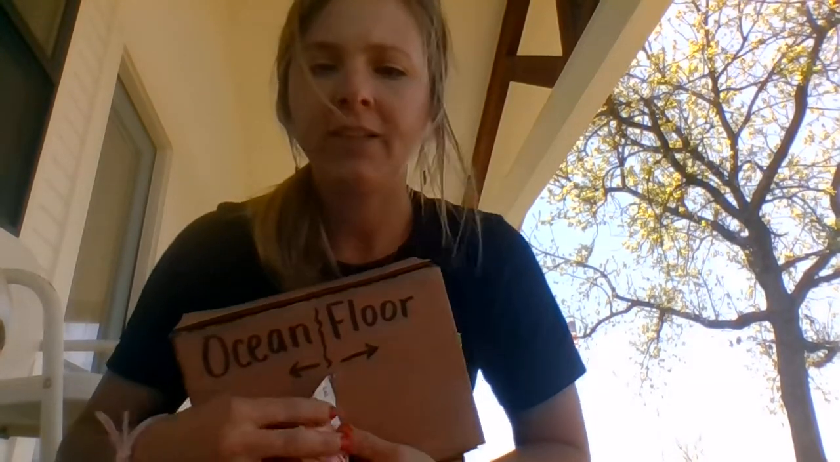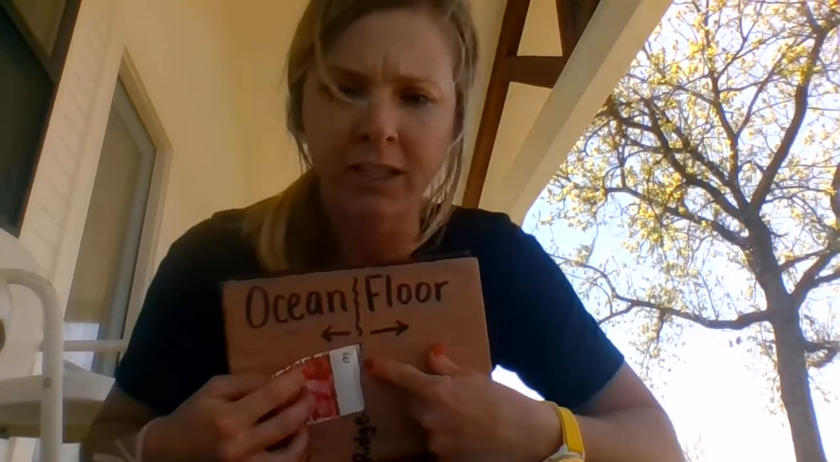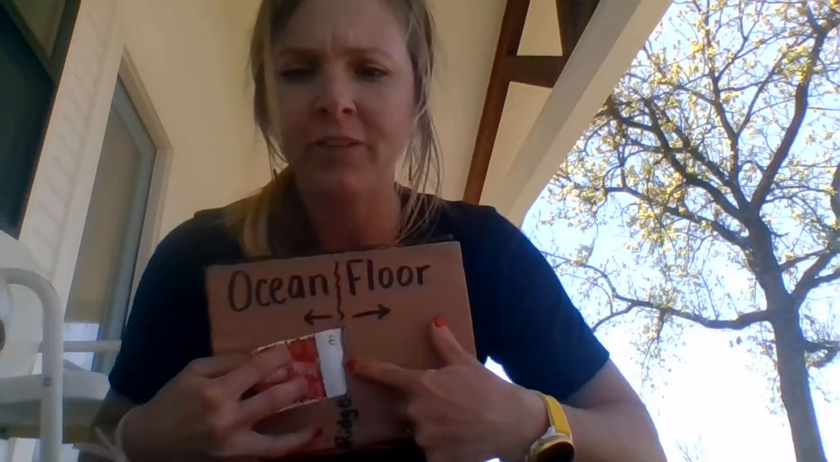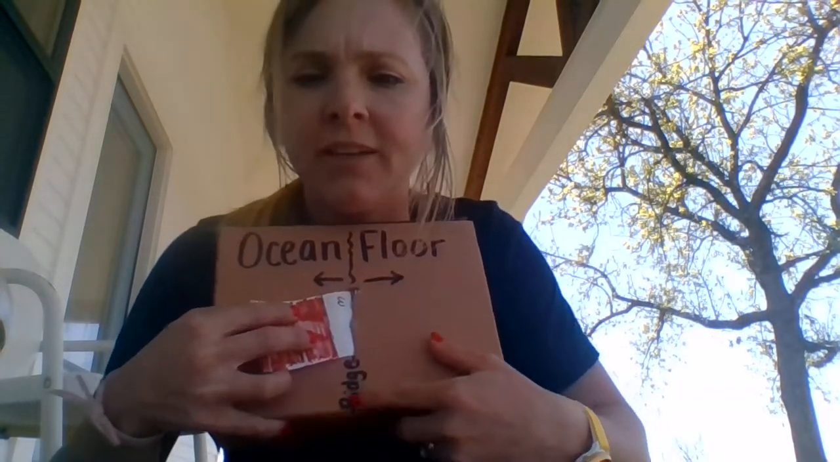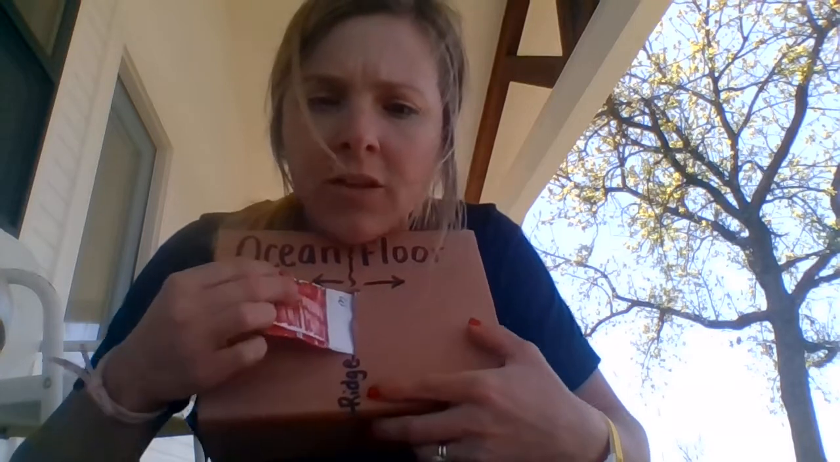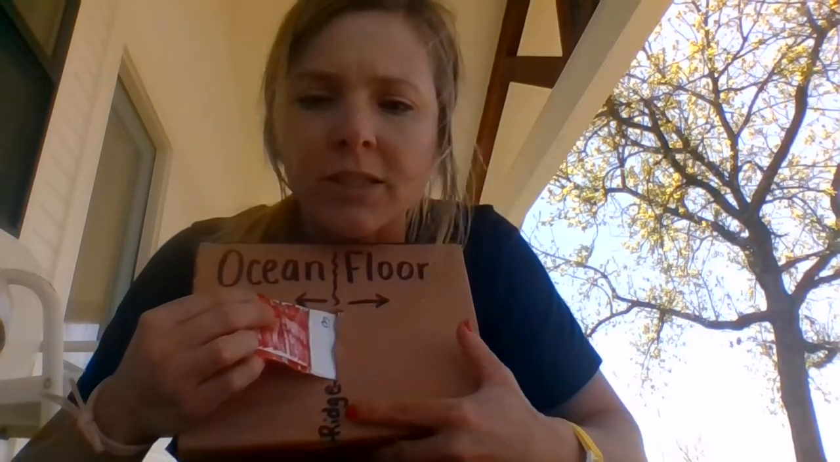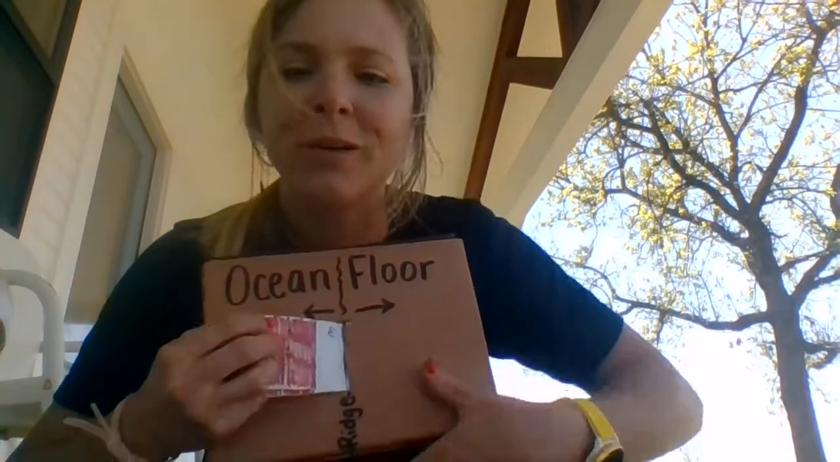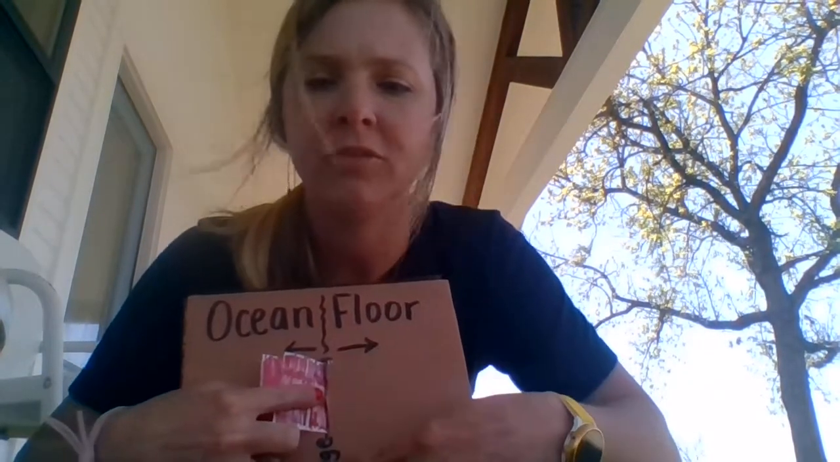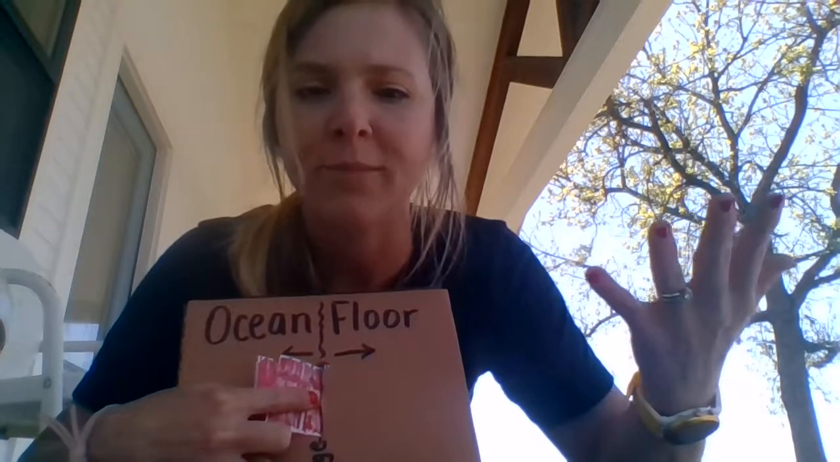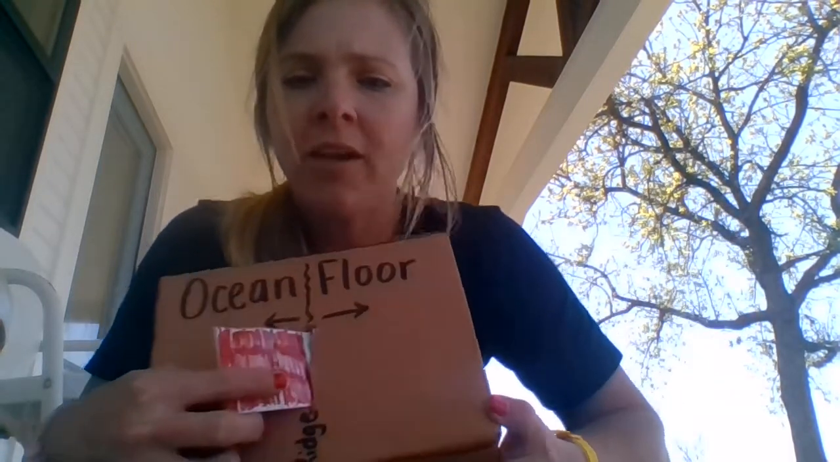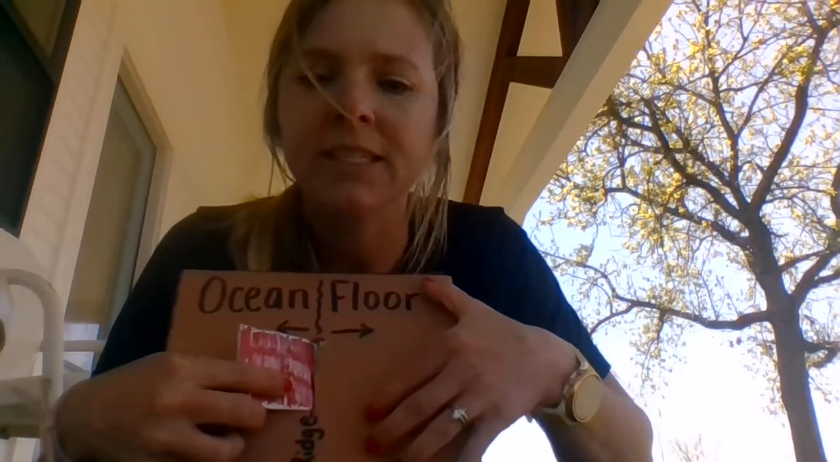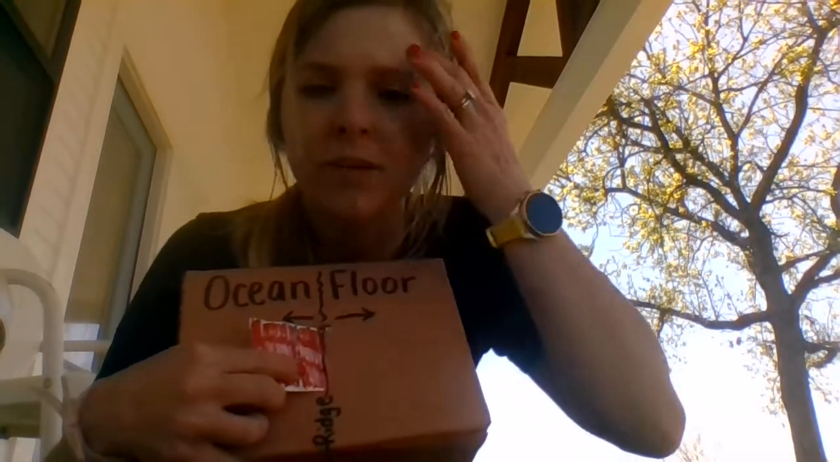And then I've got a little slit cut into the box right here, and this line going on either side of the slit is labeled ridge. I don't know if it's backwards to y'all or not, but it says ocean floor and ridge. So this would be like a mid-ocean ridge, and this is the ocean floor. For example, the mid-Atlantic ridge. This would be just a tiny little section of that mid-Atlantic ridge.